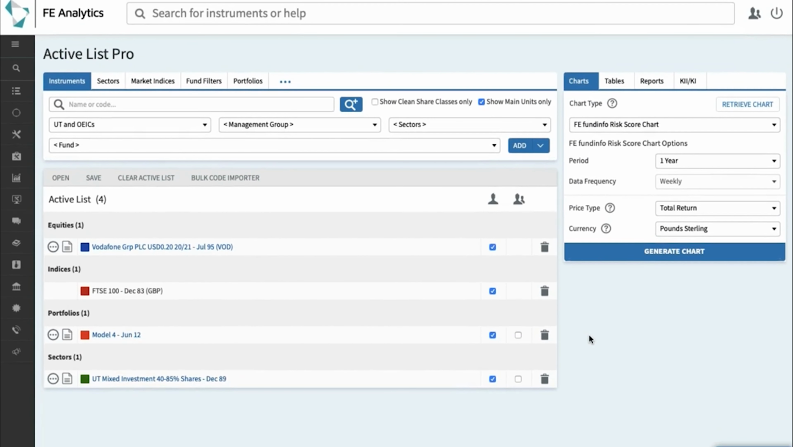So how can we harness that FE risk score at fund level to work out how diversified a portfolio is? Well, you do that within a portfolio itself. So again, back on my main screen on the left hand side here, I've got my model portfolio 4, so that's a good starting point. I'll just left click on it and open it up.